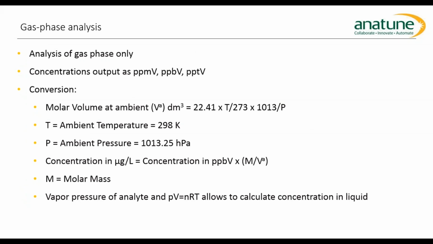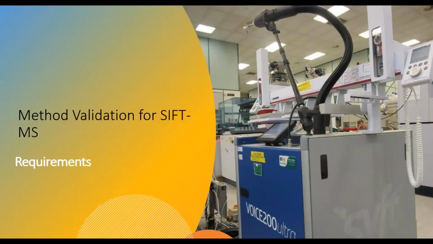It's all going to be gas phase, this analysis. SIFT-MS is a gas phase VOC analyzer. So all the analyses are carried out in the gas phase, and so all concentrations are quoted as ppm or ppb by volume. Now we can convert this by using the various parameters and equations as listed on this slide, but basically gas phase analyses, so the ideal gas equation comes into it somewhere, but I'll leave that for you to work out. So let's look at the requirements of a method validation for SIFT-MS.